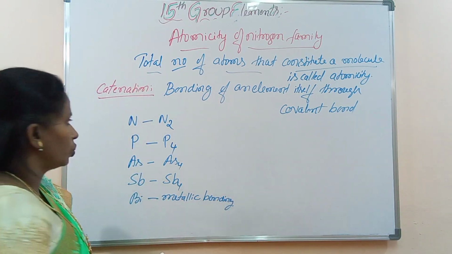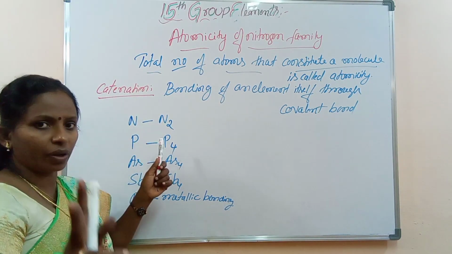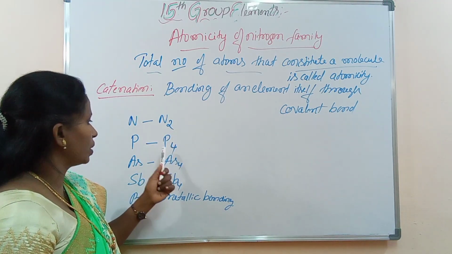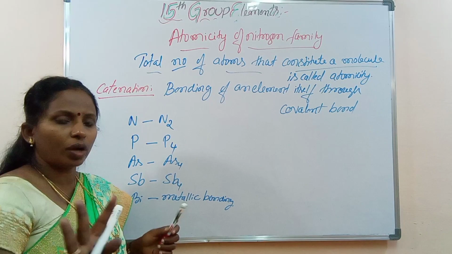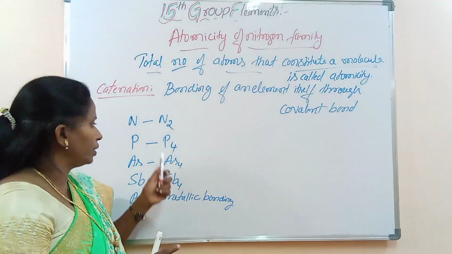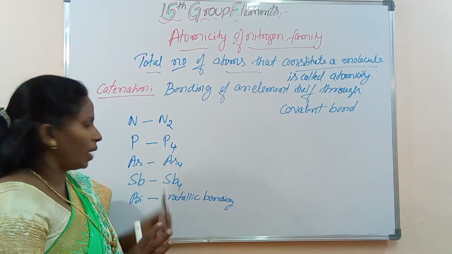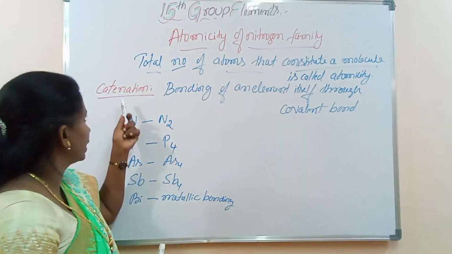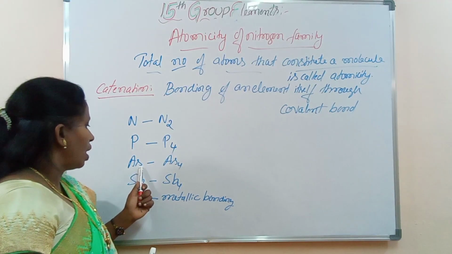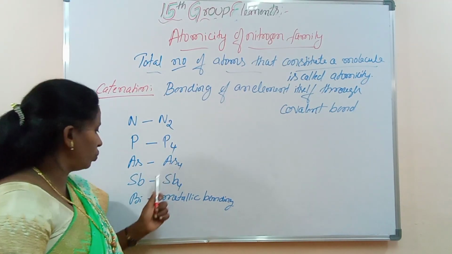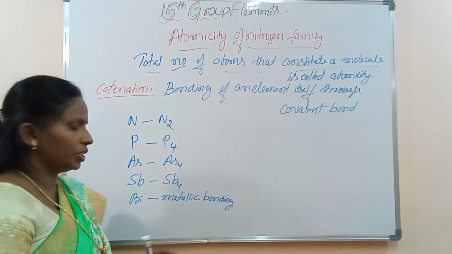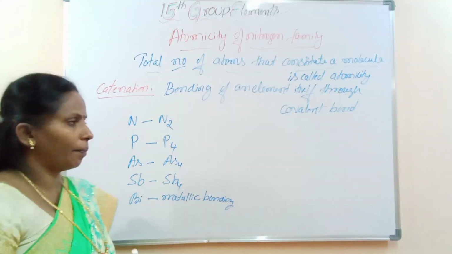So look here. Here it is available in dimer form, 2 atoms combining. In case of phosphorus, P4, 4 atoms combine together and bond themselves to form a molecule. That is called catenation or atomicity. Then arsenic As4, then Sb4. Bismuth is going to form metallic bonding because it is a metal.